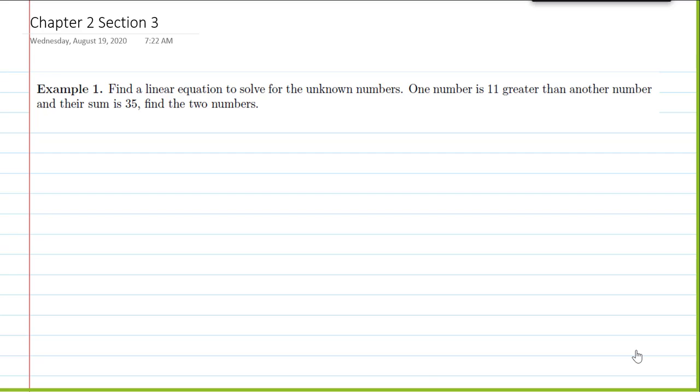So a good strategy for when we're trying to resolve any type of word problem is the very first thing we should always do is identify what it is we're trying to find and then give it a name and a symbol. So our goal is to solve for some unknown numbers. So let's let x be the first number.